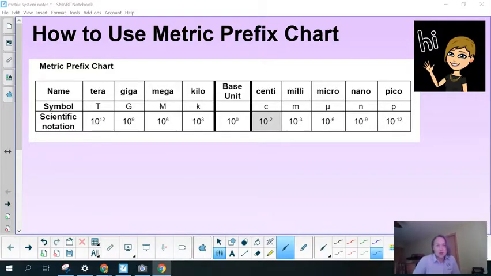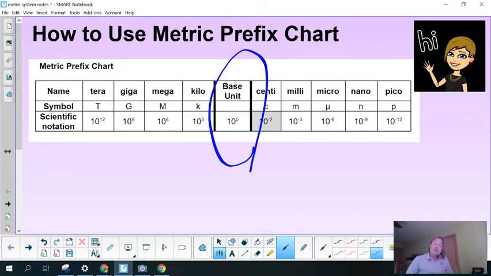We're going to use this metric prefix chart in order to easily convert units within the metric system. Take a moment and make some observations about it. In the center, we have our base units. In the metric system, those would be grams, liters, seconds, and meters.